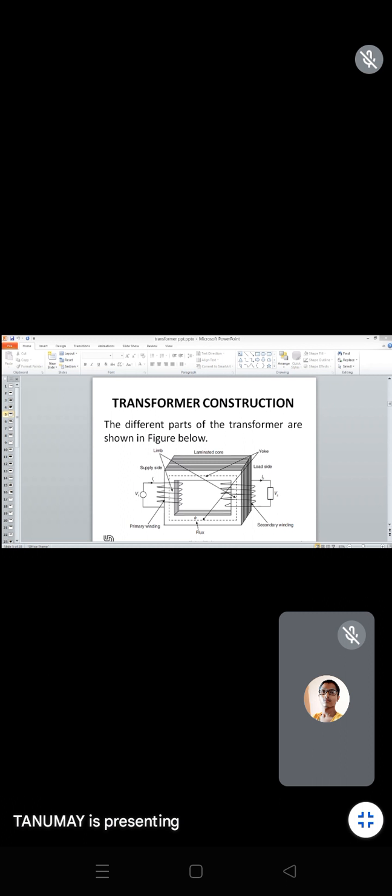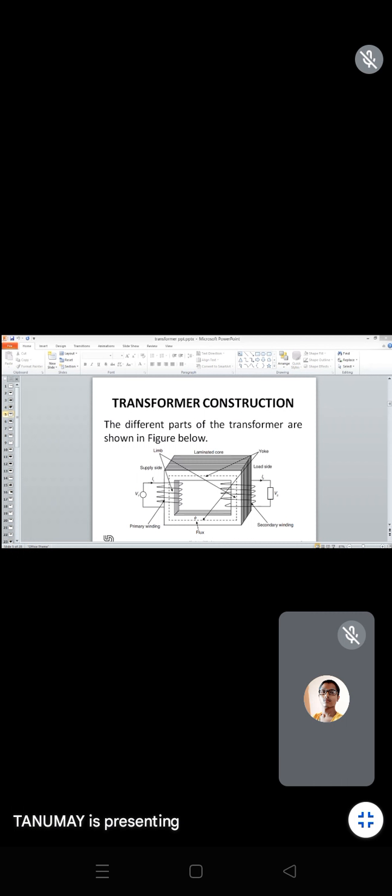This is called the transformer magnetic flux. This is supply voltage V1. This is induced voltage V2. So now I am going to describe the operation of a single phase transformer.